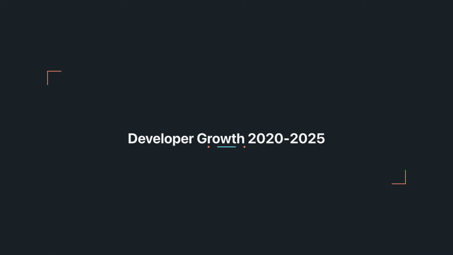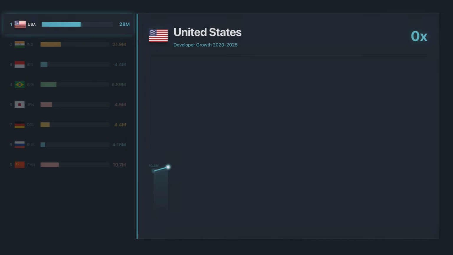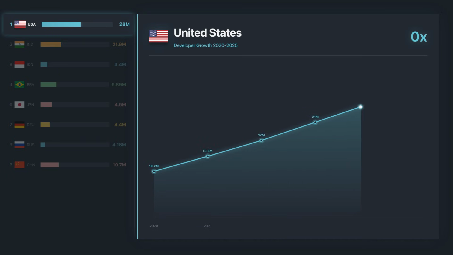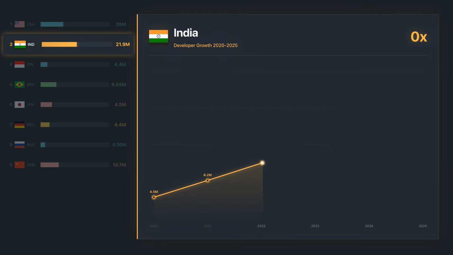Now let's look at growth from 2020 to 2025. This is where it gets interesting. The United States started with just 10 million developers in 2020 and nearly tripled that number by 2025. That's an explosion of developer talent, despite fears that AI would replace programmers. But here's the real story. Three countries nearly quintupled their developer populations in just 5 years.